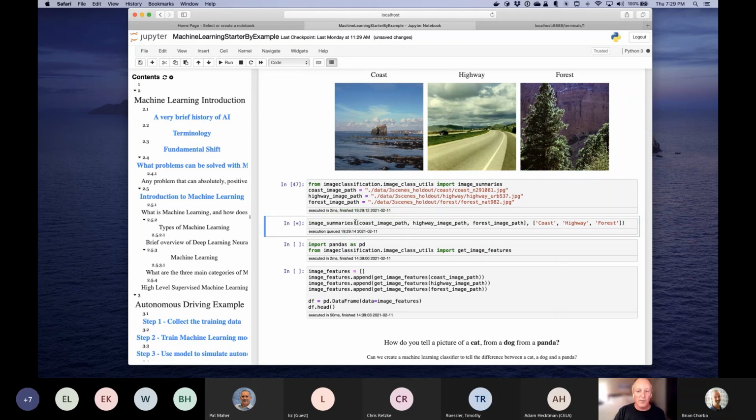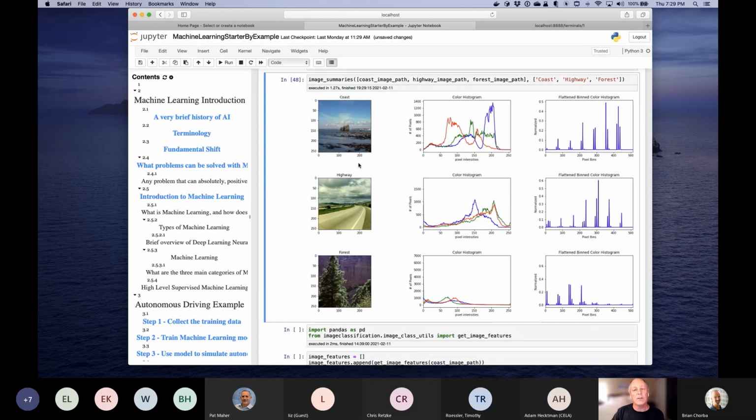All right, let's take a look at what those pictures look like. If I look at each one of those pictures, coast, highway, and forest, in the center I'm showing you the color histogram, the amount of red, the amount of green, and the amount of blue in the actual pictures. Now on the far right, I'm creating these buckets of color and grouping them together, because it's much easier to work on a bucket of color than on that continuous value. So what's going into the machine learning model is the values on the far right where it says flattened bins. That's the numeric value that goes into the actual machine learning model.